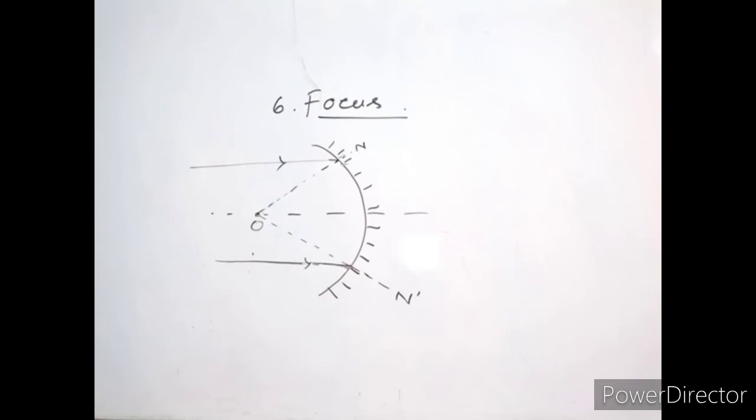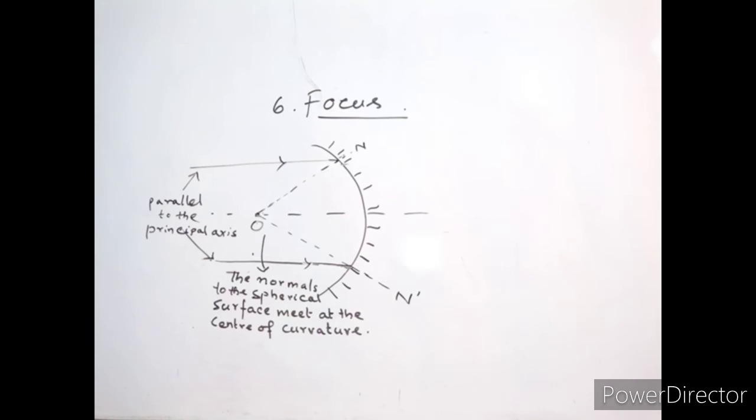So next let's focus on the focus of a given mirror. Here I have considered a concave mirror, and rays parallel to the principal axis have been considered, and they are incident, and the normal here, obviously the normal, passes through the center of curvature of the given mirror.